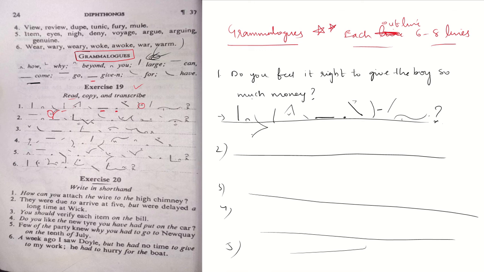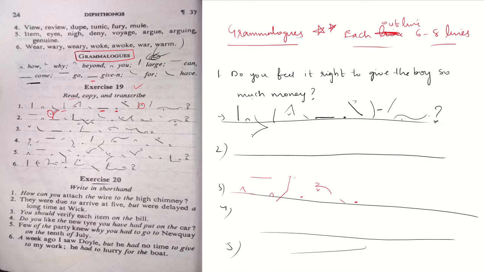Come to exercise 20. In exercise 20, first write this in shorthand. Let me write the first one. So how do you write? How can, K above the line, you on the line, attach the wire. W abbreviated form when to use, I explained. Okay, if you practice the previous, you can write here.